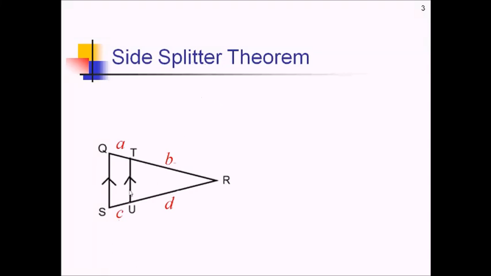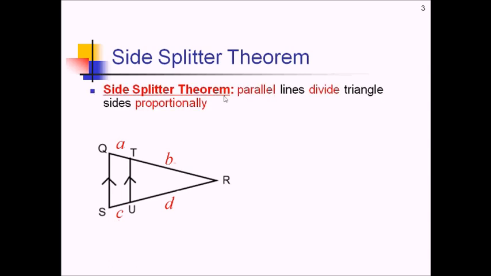If you have a line that is parallel to the base of a triangle, the Sidesplitter theorem says that that parallel line divides the triangle sides proportionally. So, for example, in this picture, we could say that A to B is the same ratio as C to D. And we could also, if we just cross-switch these things, say that A over C equals B over D.